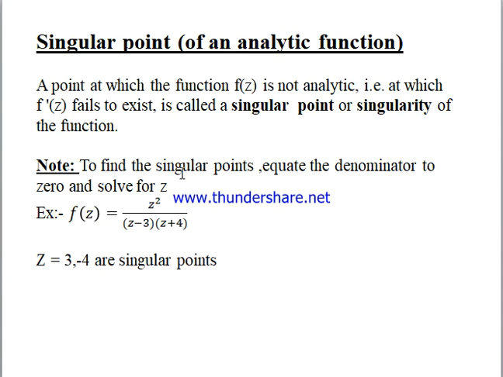Note that to find the singular points, equate the denominator to 0 and solve for z. That is, any given f of z is written in the form phi of z by psi of z. Here we have an example: f of z = z squared by (z minus 3)(z plus 4). We equate the denominator to 0 and get z = 3 and z = minus 4. Those are the singular points.